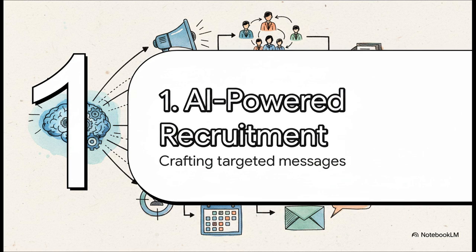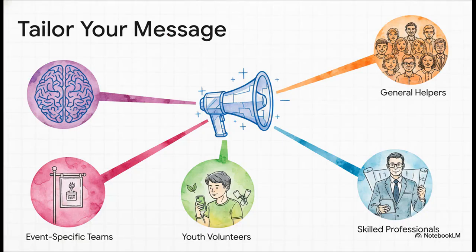All right, first up, recruitment. This is all about getting the right people in the door. And that means you need the right message. But here's the thing. That message is never one size fits all. And this is where AI is a total game changer. Instead of just sending out one generic email blast, imagine if you could instantly whip up tailored messages for completely different groups. You need general helpers? Easy. But what about a pro bono lawyer or a bunch of high school kids who need service hours? They all need a totally different pitch.